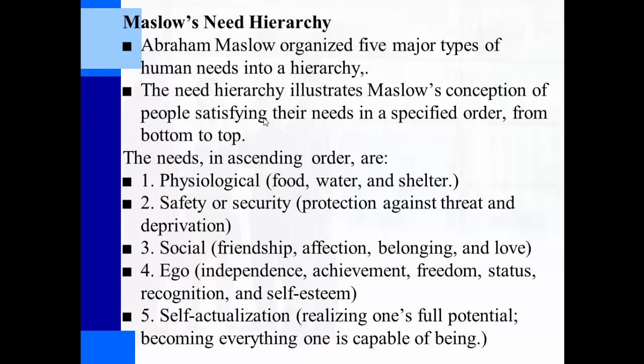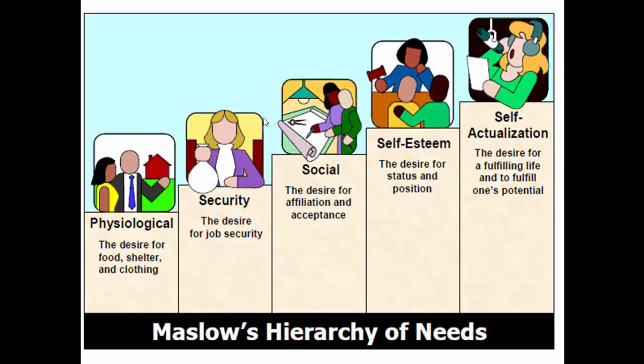And the fourth type of need which Maslow has identified for the employees is ego: independence, achievement, freedom, status, recognition, self-esteem. And the last type of need which Maslow's theory identifies is self-actualization: realizing one's full potential, becoming everything one is capable of being.